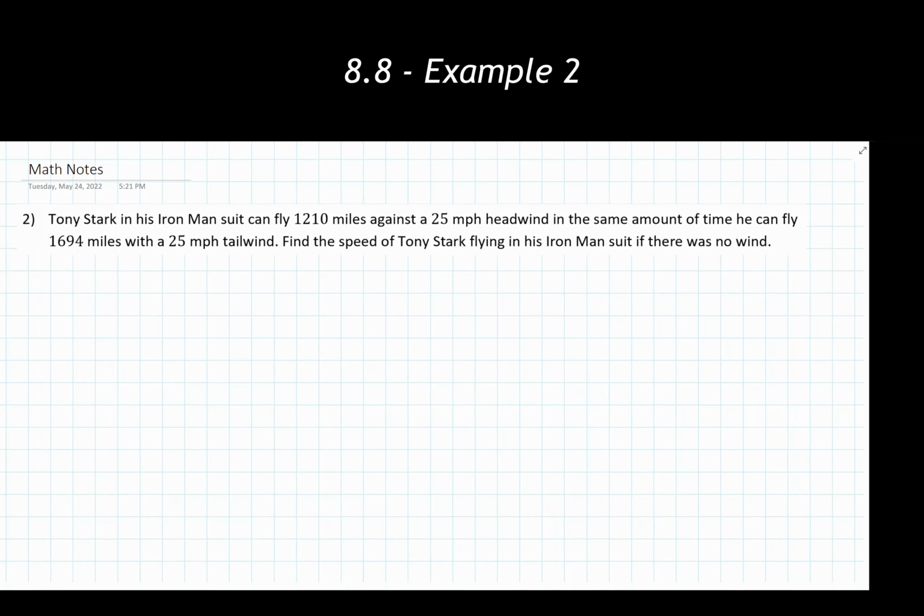Looking at our second example, we're told Tony Stark in his Iron Man suit can fly 1,210 miles against a 25 mile per hour headwind in the same amount of time he can fly 1,694 miles in a 25 mile per hour tailwind. We're told to find the speed of Tony Stark flying in his Iron Man suit if there was no wind. So a quick point of clarification here with our idea of a headwind and a tailwind.